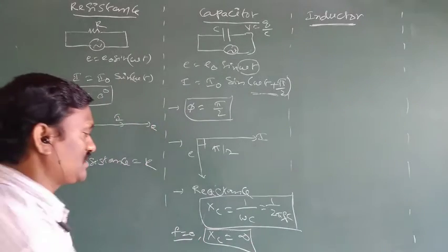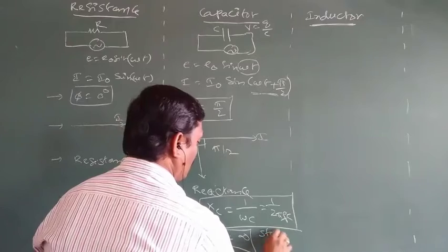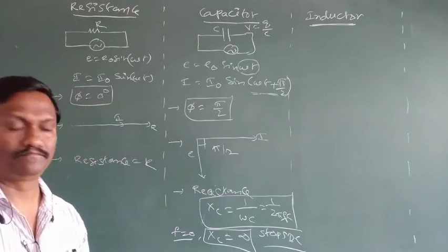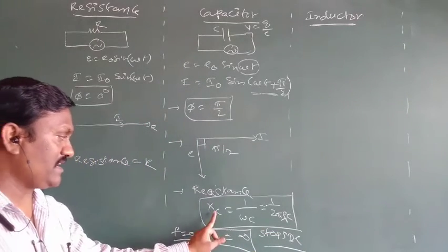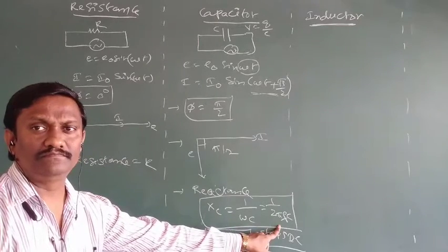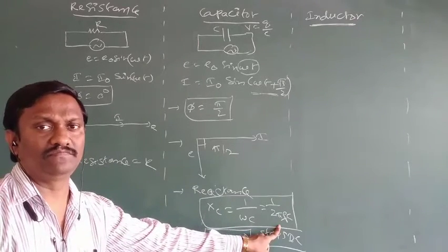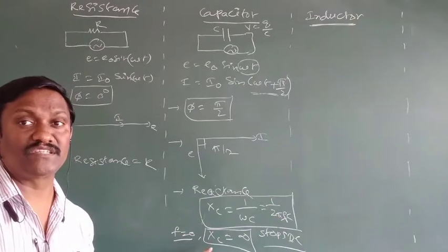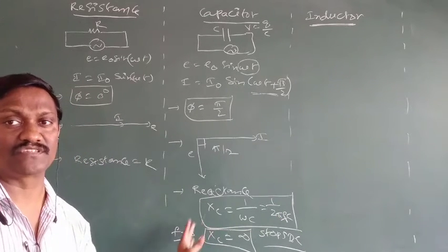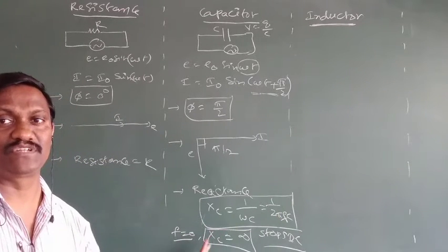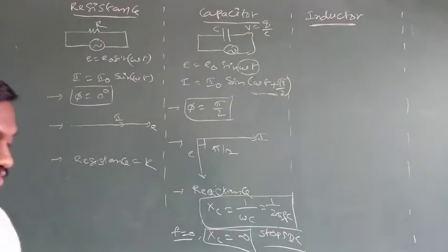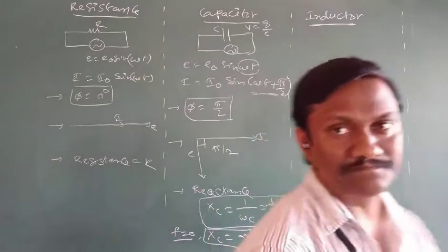That means a capacitor stops DC and allows AC. For a DC source, the frequency is 0. Something divided by 0 means infinity, so the capacitor reactance is infinity. Resistance or reactance being infinity means it opposes DC. It stops DC and allows AC. So that is about AC through a pure capacitor.